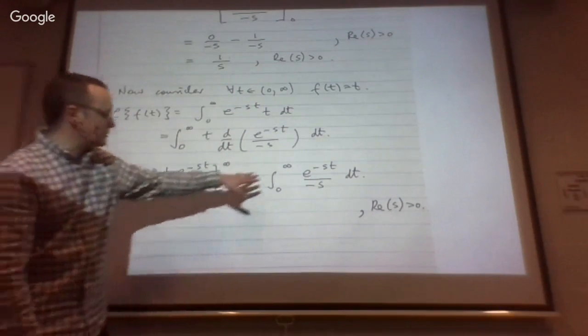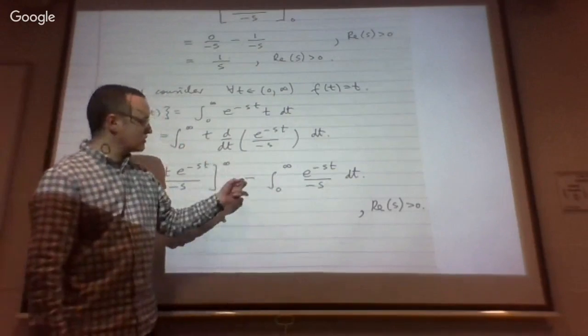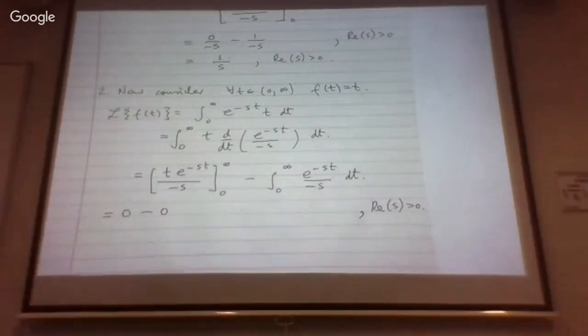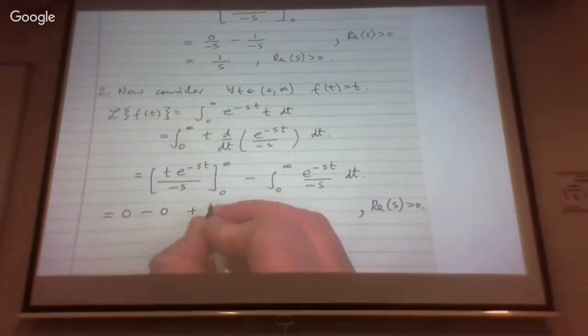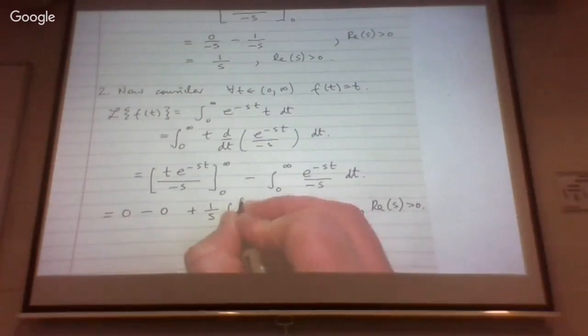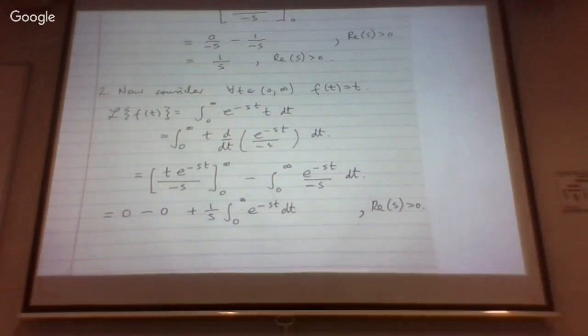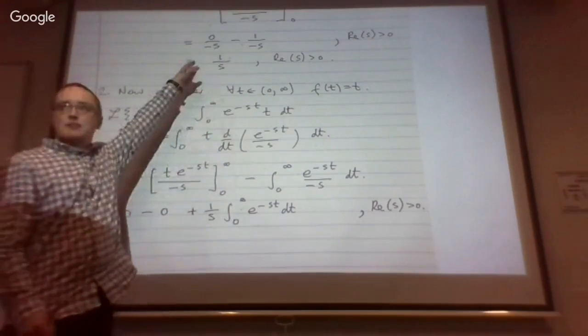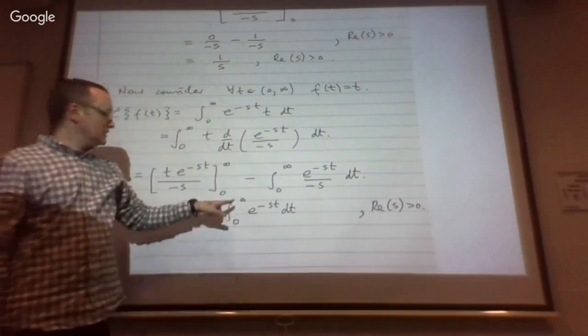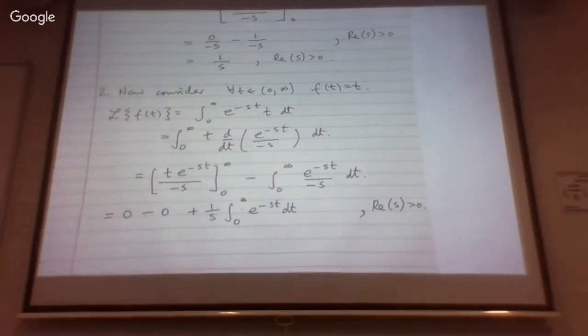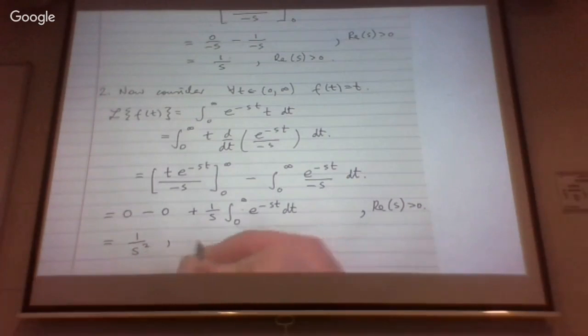So that's this bit here, but what about the integral? Well, the integral here, now you're integrating with respect to t, so this s can come outside on the bottom. So it's 1 over s times the integral from 0 to infinity of e to the minus st dt. And that integral is just the one we did a minute ago. The integral from 0 to infinity of e to the minus st, we just did that a while ago. And that was 1 over s when the real part of s was positive. So in total, you get 1 over s squared.